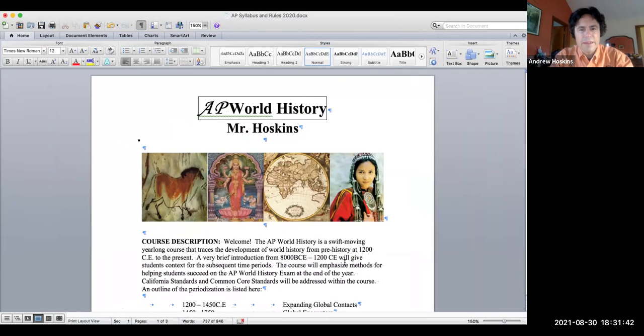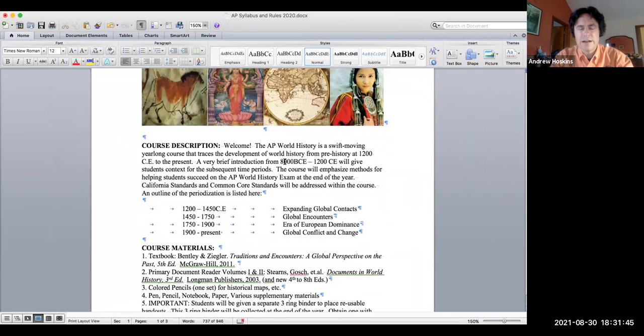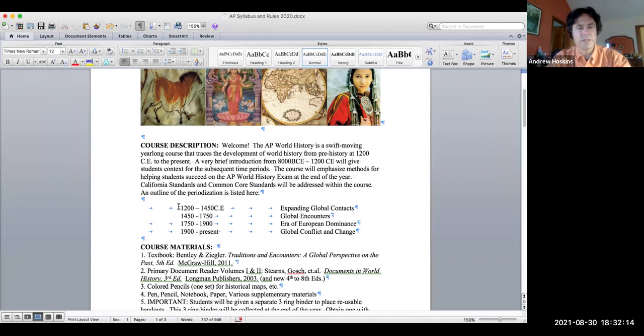Okay, the course description there, it's pretty fast. It used to be 8,000 BC, but now we're just doing a brief introduction. That was kind of the summer assignment homework that students had. But the course really begins at 1200 to 1450, and it's called the global tapestry, really, to find out where all the history was and all the civilizations were at that given time. And then 1450 to 1750, 1750 to 1900, the present. And so those are the major time periods that we're looking at.